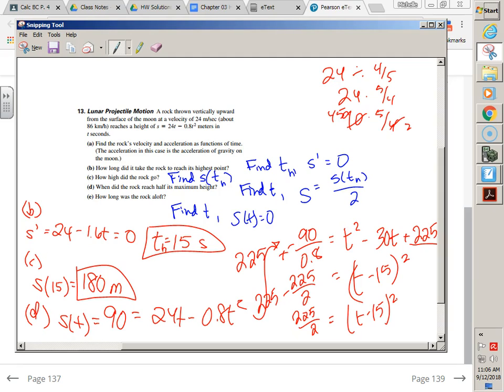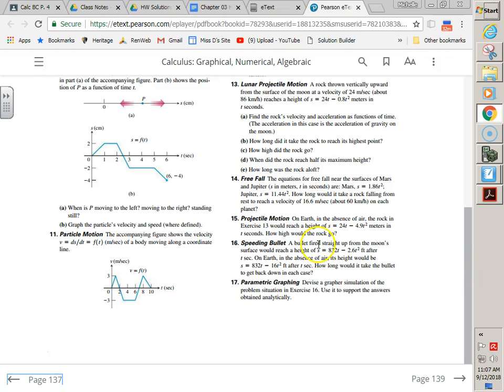E? Yeah, because the rock starts from the surface of the moon, and then it's going to land again on the surface of the moon. That's when it stops being aloft or in the air. And so when you set it equal to 0, we're going to factor out a t, and then set the remaining factor, which would be 24 minus 0.8t, equal to 0. Is that cool? Okay. You guys also had a question on number 31.